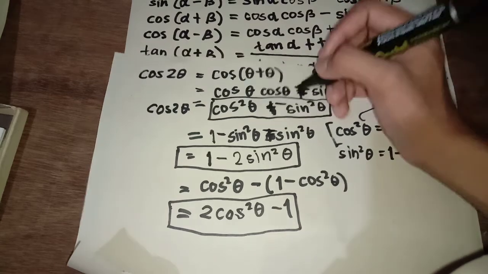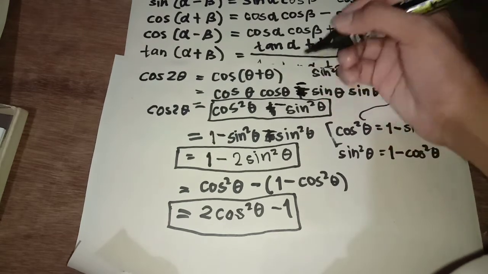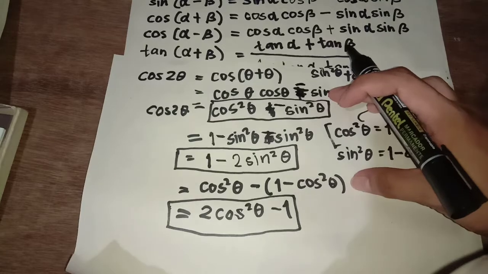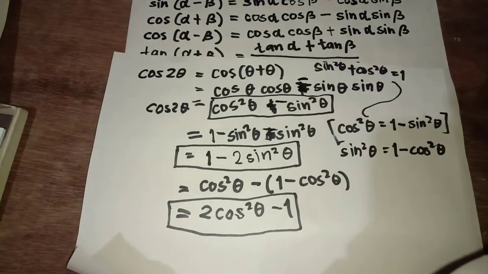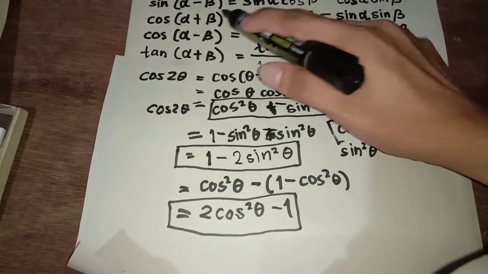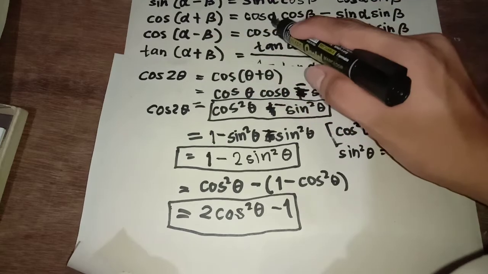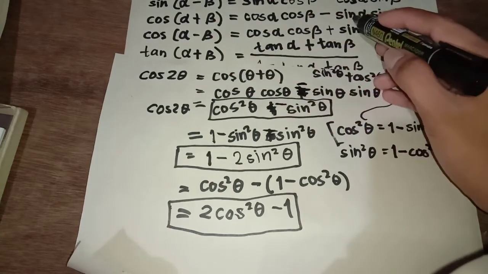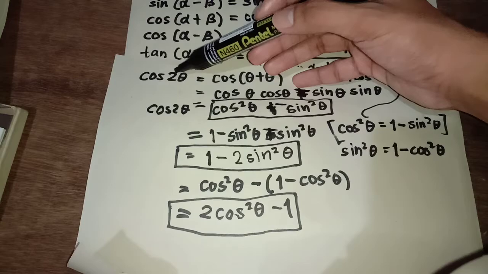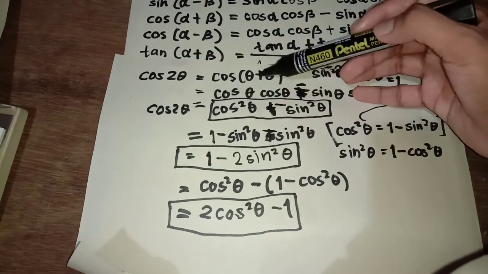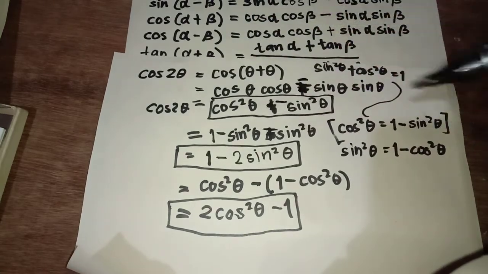So don't forget that it is negative. We just made a mistake earlier. That is based on the formula that cosine alpha plus beta is cosine alpha cosine beta minus sine alpha sine beta, and we apply it here, cosine theta plus theta. So that's it.